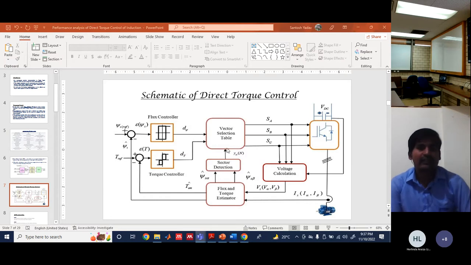As you are aware, there is a vector selection table, sector detection, a flux and torque estimator, and voltage calculation. You give the DC supply here, and then there is the inverter circuit, a two-level inverter. From that we calculate the voltage, then convert it to Vs using the Clarke transformation, with Vs and Is, and from those we estimate the flux and electromagnetic torque, and then compare with the reference values. If the error is very small, it is fine, but if it is larger, it goes to the flux controller and torque controller, and it changes the positions depending on the vector selection table.